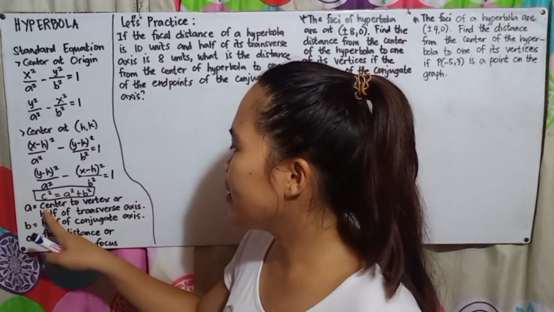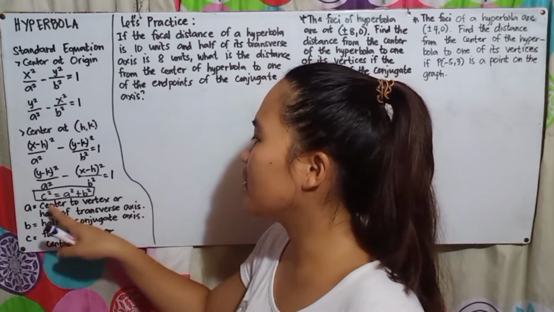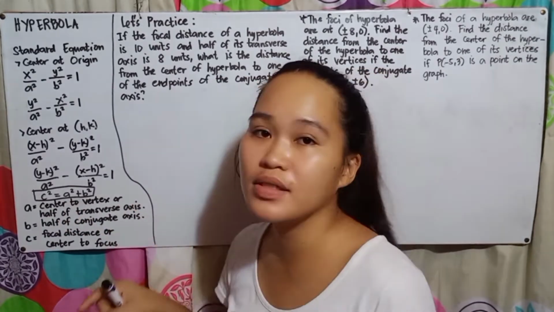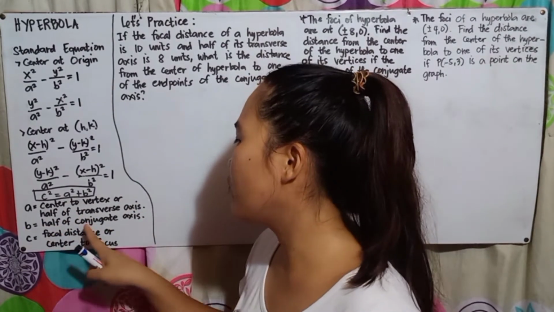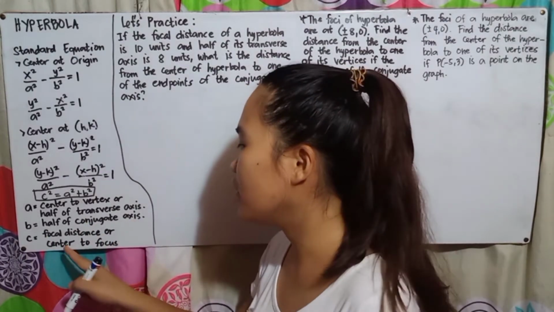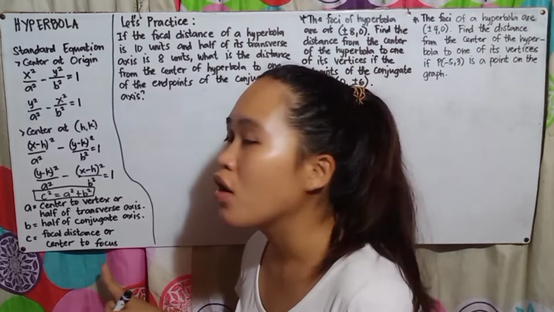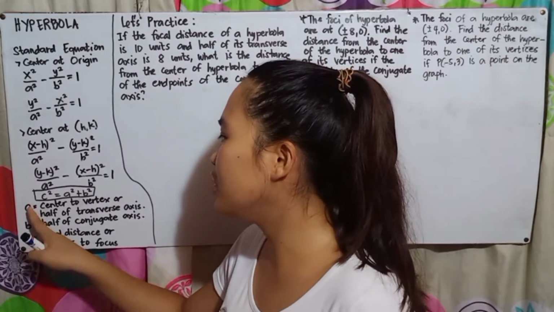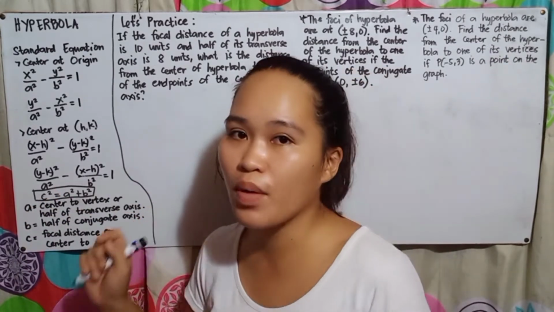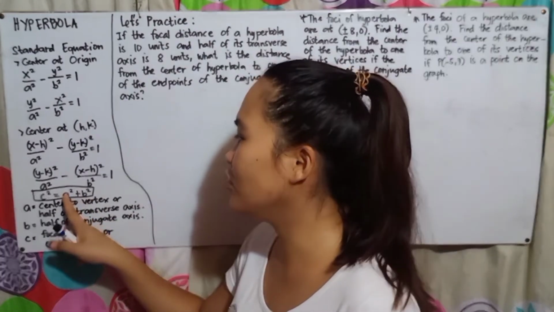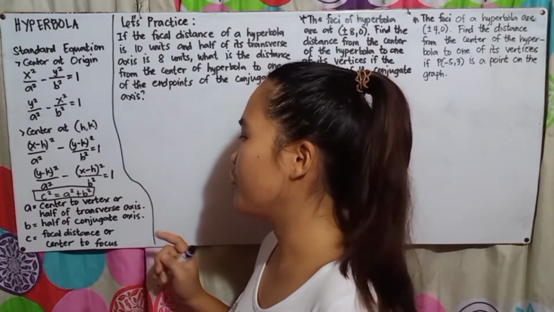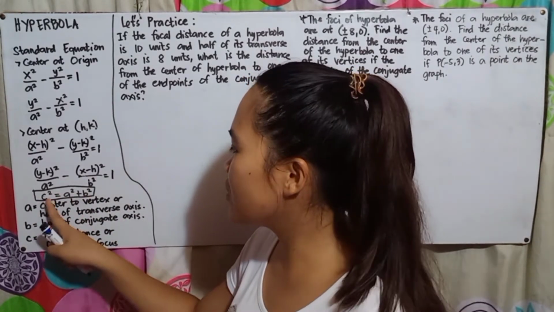A is the center to vertex, ito yung distance A, or half of the transverse axis. B is half of the conjugate axis and C is the focal distance, or the distance from the center to focus. To compute the relationship of A, B, and C, we use the formula C squared equals A squared plus B squared. Kung A ang unknown, i-derive na lang natin yung formula. Kung B ang unknown, i-derive na lang ang formula from the main formula C squared equals A squared plus B squared.